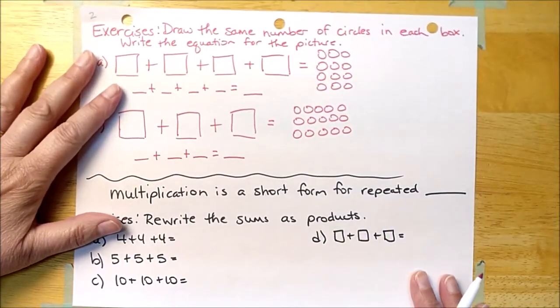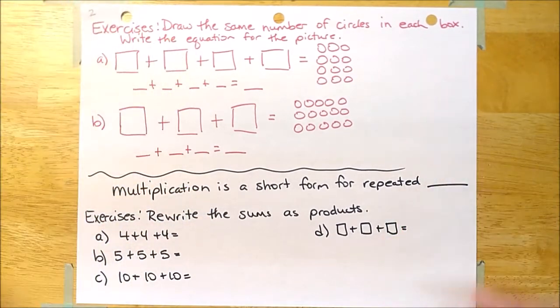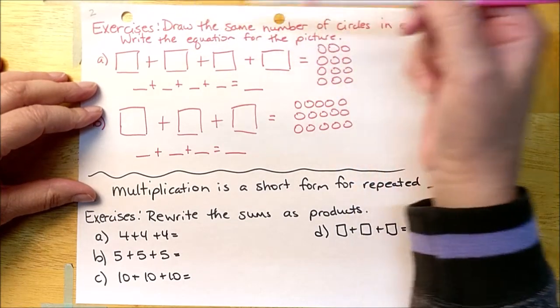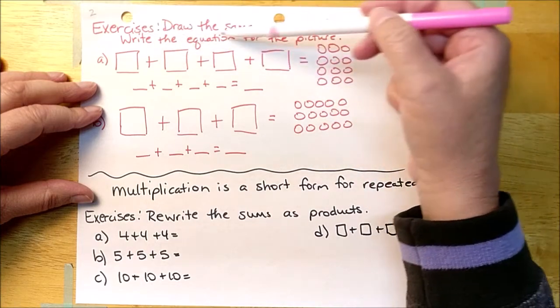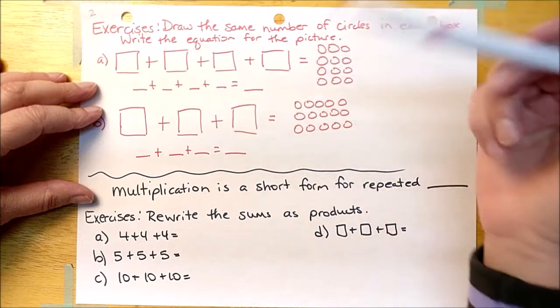Okay. The next sheet, we are going to have you do some exercises on your own. So you're going to pause it in a minute and you're going to do this. First we'll read the instructions. It says draw the same number of circles in each box. Write the equation for the picture. So here's your picture and there's the equation. So pause and figure it out.